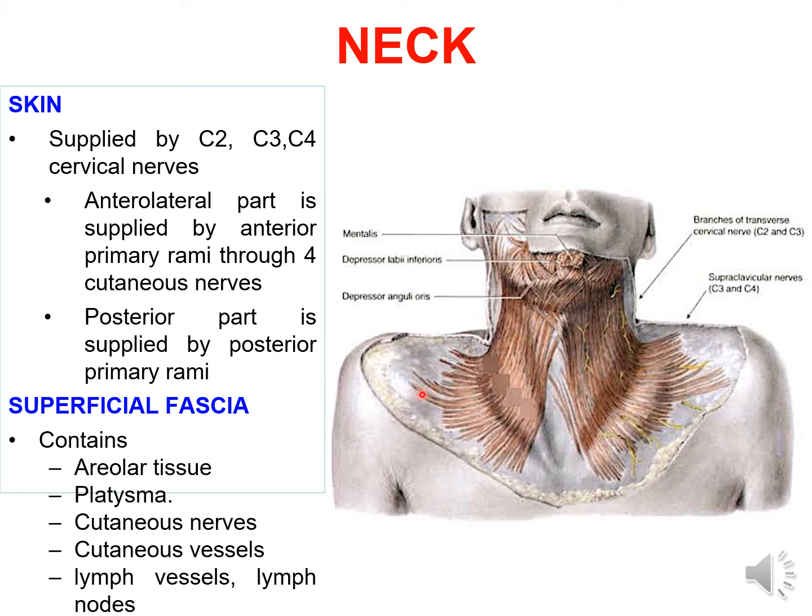Deep to the skin lies the superficial fascia. Now this superficial fascia, like in other places, contains areolar tissue, cutaneous nerves, cutaneous vessels, lymph vessels and the lymph nodes. In addition, the superficial fascia of the neck contains a cutaneous muscle known as the platysma. All the cutaneous nerves and vessels lie deep to this platysma muscle.